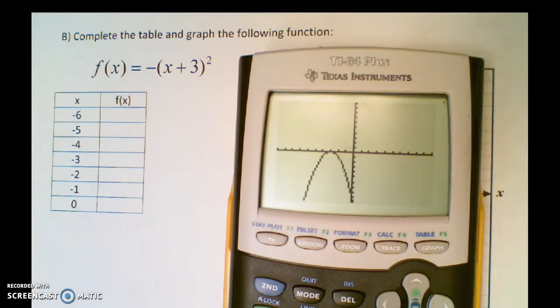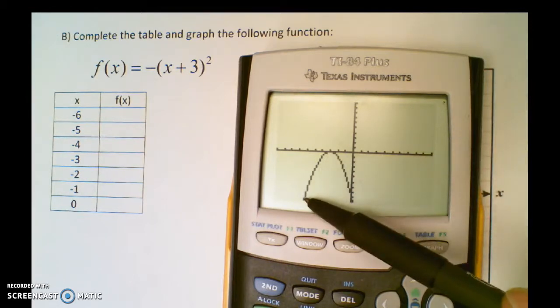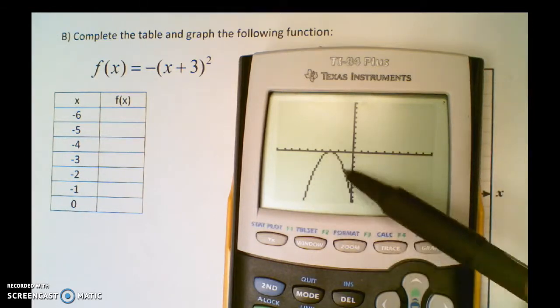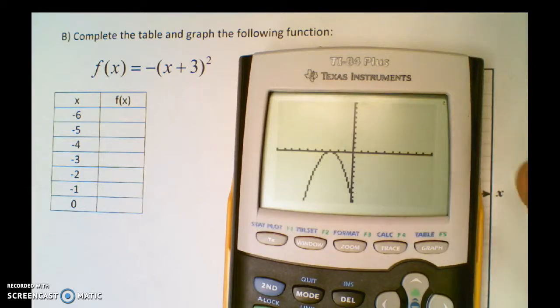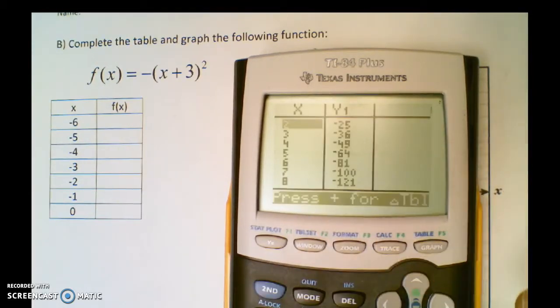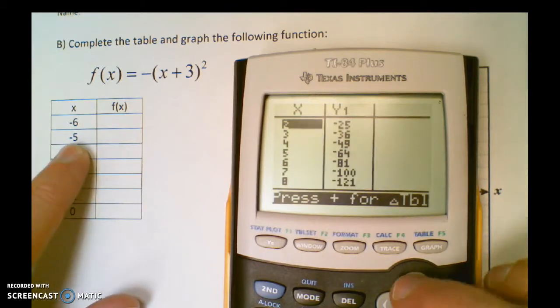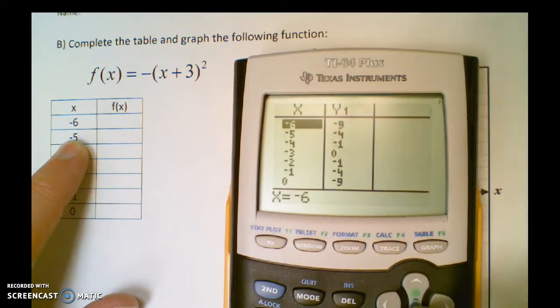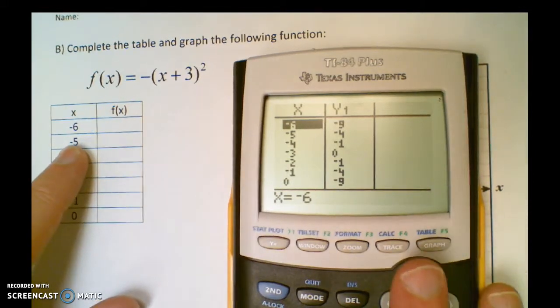Hopefully you remember from the first video that the negative in front of the equation flips it. So this is why this is upside down, kind of like a hill or an arch. To get the table, I just hit second graph, and I'm going to look for these specific numbers. I want to start at -6. So now I can plot those points onto my table.